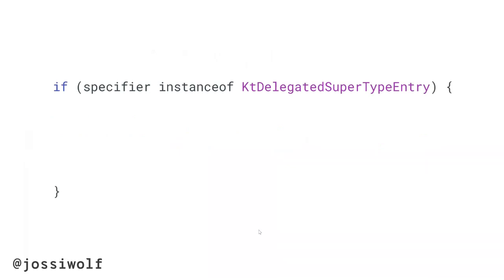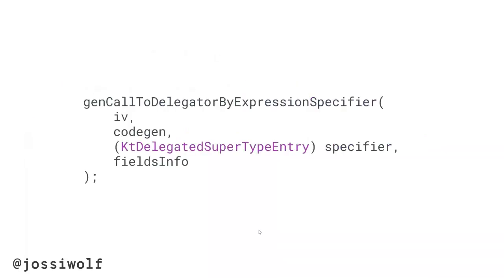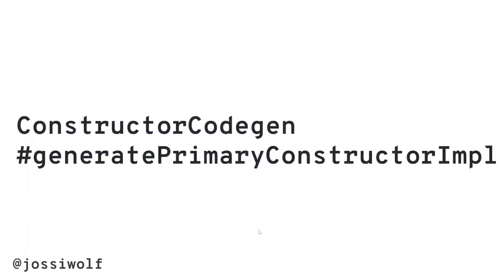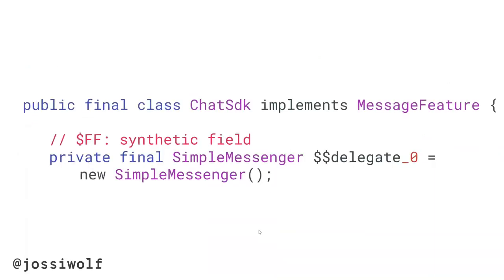So then it goes through all of those entries in the list, and it checks, is it a KtDelegatedSuperTypeEntry? So it takes a look, it only acts on those, because only for those something has to be generated. And then it calls generateCallToDelegatorByExpressionSpecifier. So as you see, the code is kind of hard to read, but basically what that does is exactly what we don't want. This right here, right? So this is what it does, and that is what we need to change, which is some good information already.